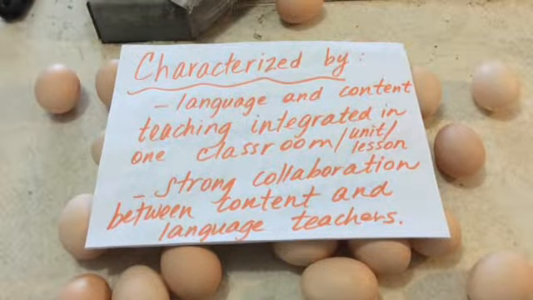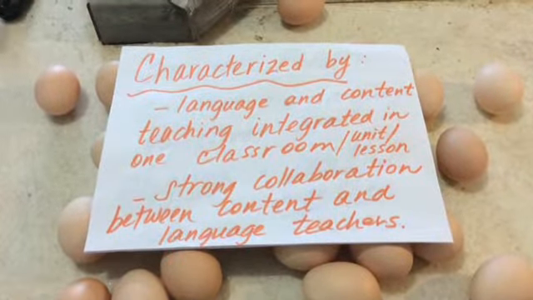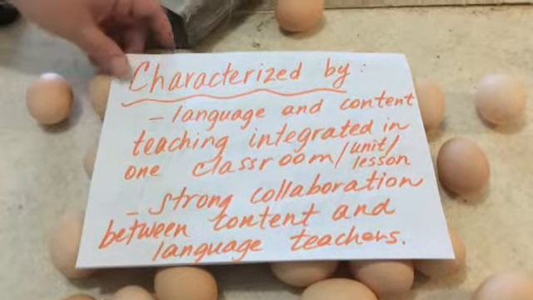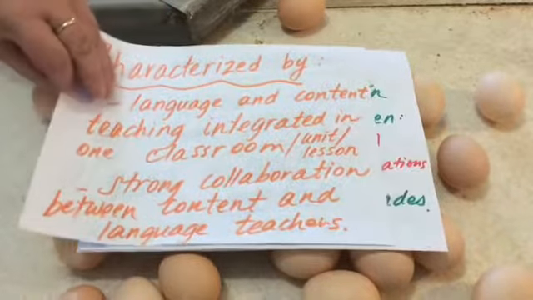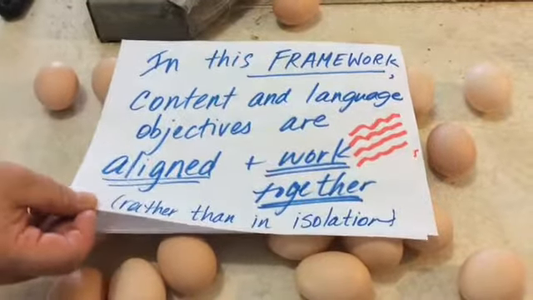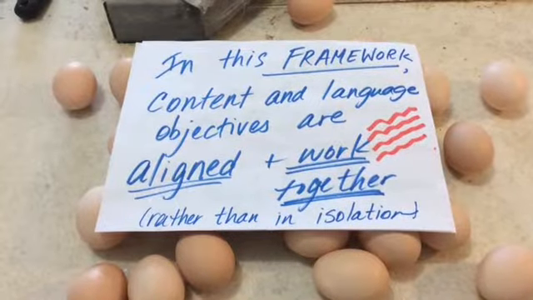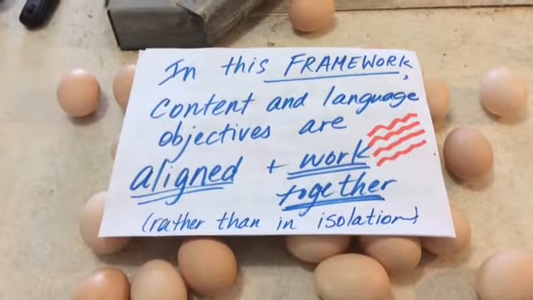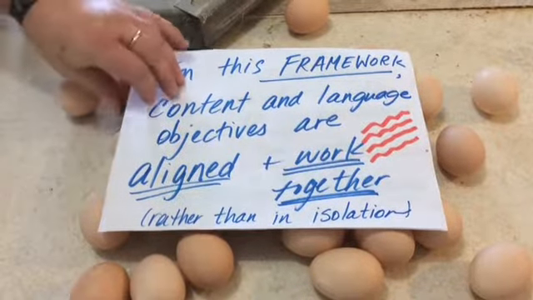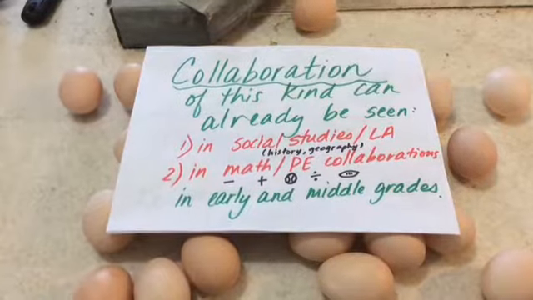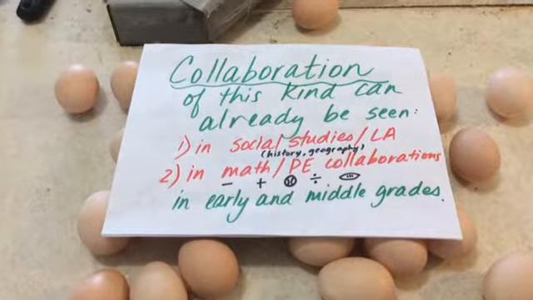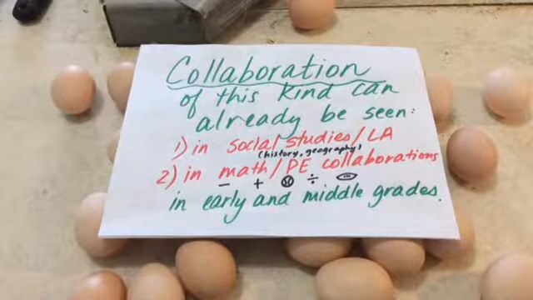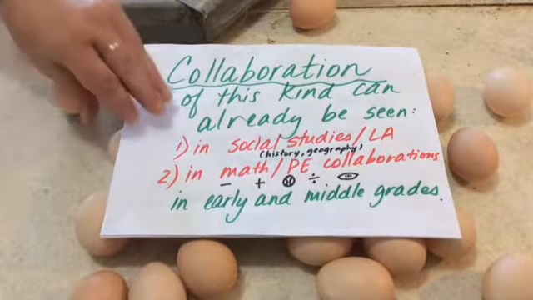integrated into one classroom, one unit, one lesson. And there's a strong collaboration between content and language teachers. In the framework, content and language objectives are aligned and work together rather than in isolation, which is traditionally the case. Collaboration of this kind can already be seen in social studies, language arts collaborations, and in math and PE collaborations in early and middle grades.